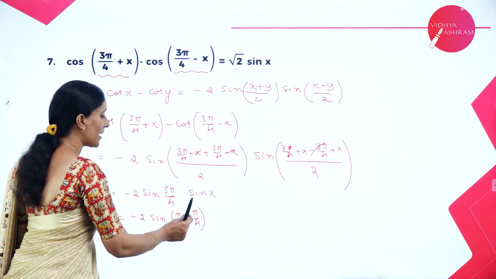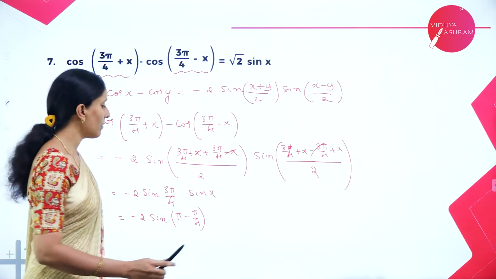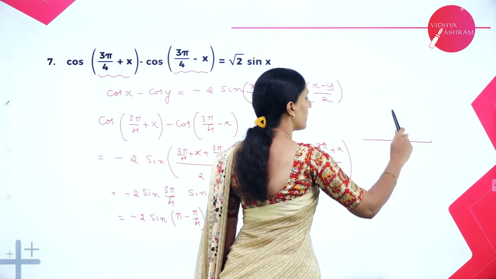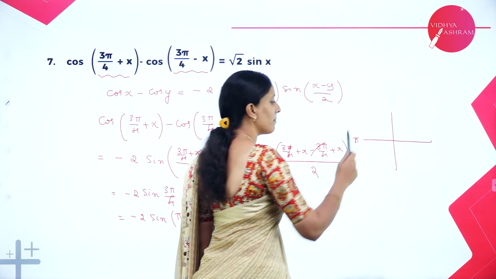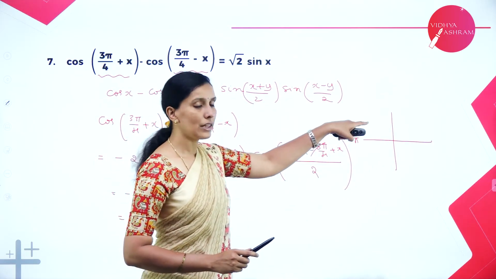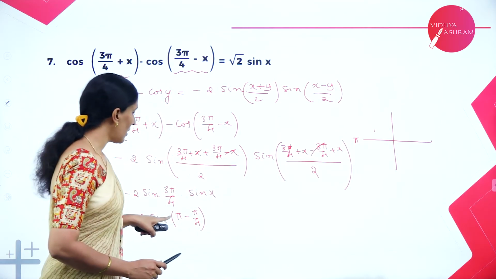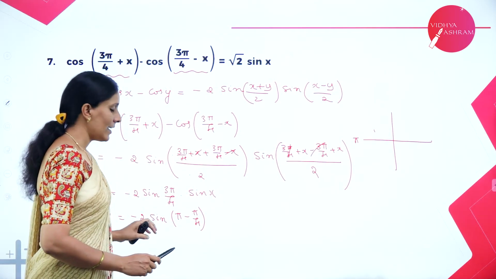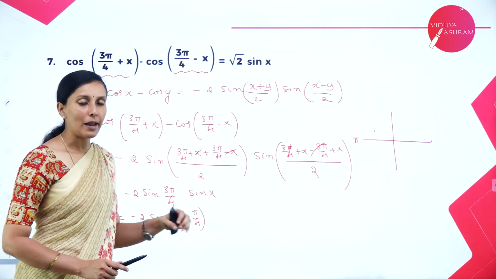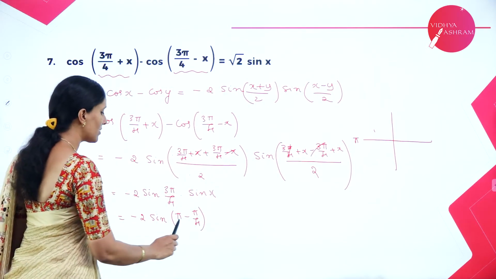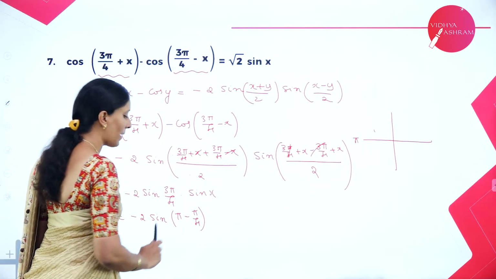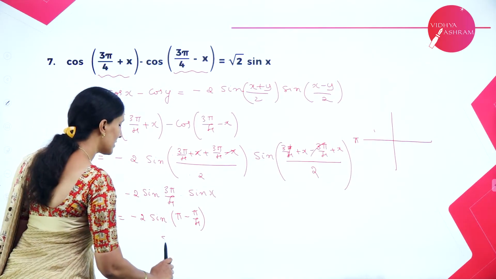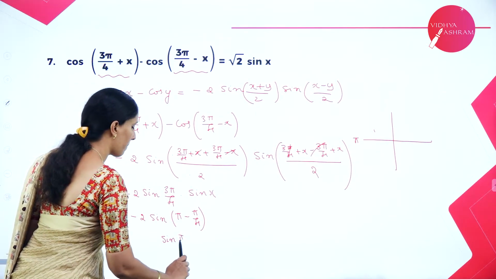So when I say pi minus pi by 4, this is our pi. Pi minus x means it comes in the second quadrant. In the second quadrant, sine is positive. Hence, sin of pi minus x can be written as sin x only. That is why here, sin of pi minus pi by 4 can be written as sin pi by 4 only.